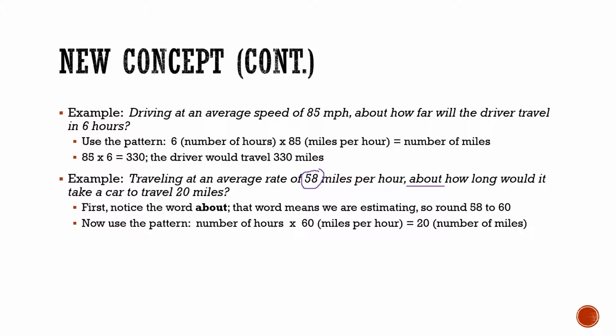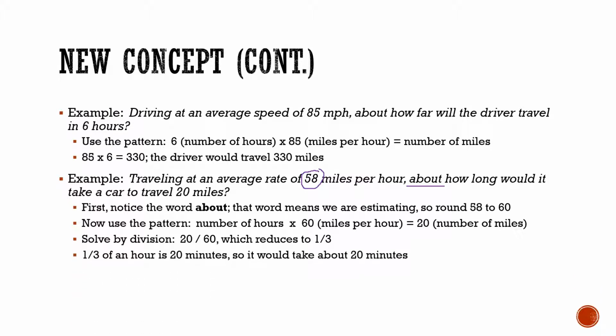We don't know the number of hours. That's what we're asking for, how much time it would take. We know we're going about 60 miles per hour, and we want to travel 20 miles. So remember, anytime you're missing a number in multiplication, you're going to divide. So we're going to do 20 divided by 60. Really, that's a fraction, 20 over 60, and we would reduce that to 1/3. So it would take 1/3 of an hour.